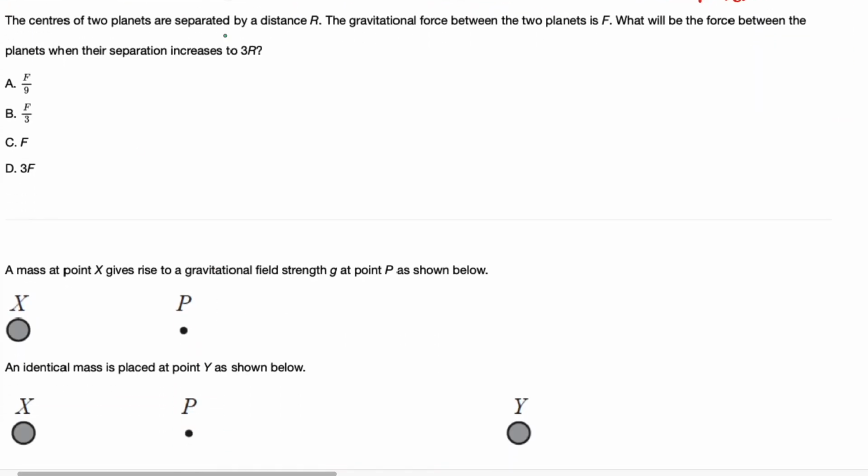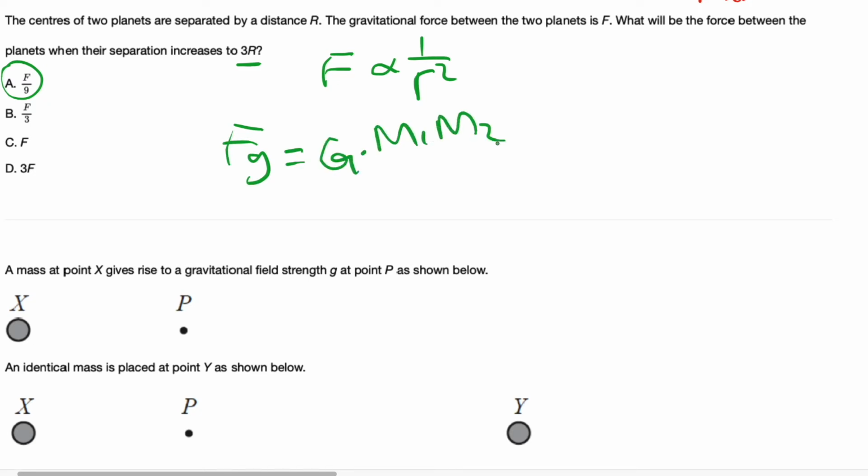The centers of two planets are separated by a distance r. The gravitational force between two planets is F. What will be the force between the planets when their separation increases to 3r? So when their separation is increased to 3r, their gravitational force is going to be divided by 9. So A is the correct answer. And the reason why is because gravitational force is proportional to 1 over r squared, right? So Newton's universal law says this.